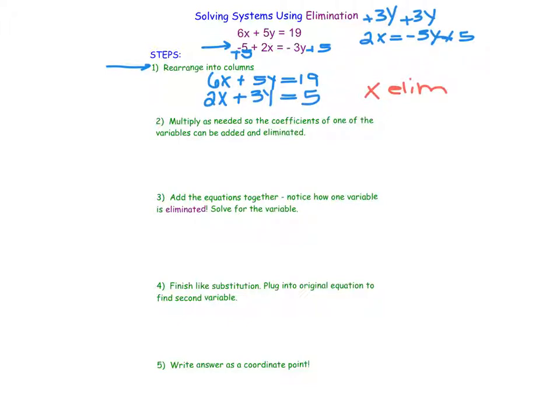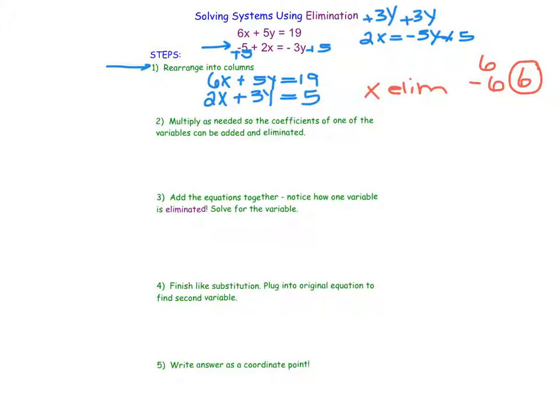So I'm going to focus on these here. Now again, remember, this is kind of like finding a common denominator. So when I look at 6 and 2, I know that a common denominator for 6 and 2 is 6. So what that's telling me is I need one of these coefficients to be positive 6 and one of these coefficients to be a negative 6.